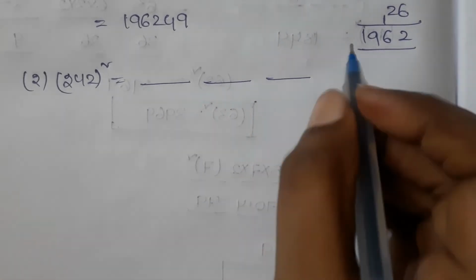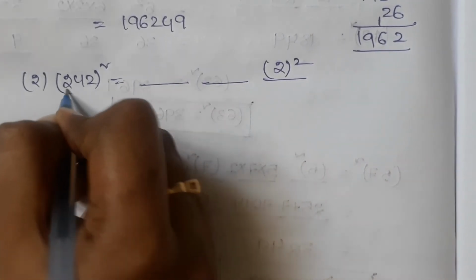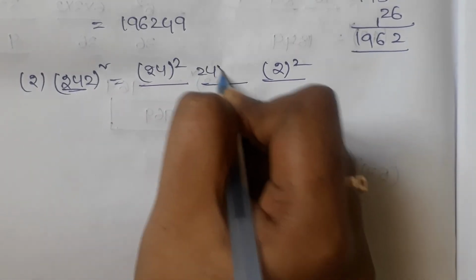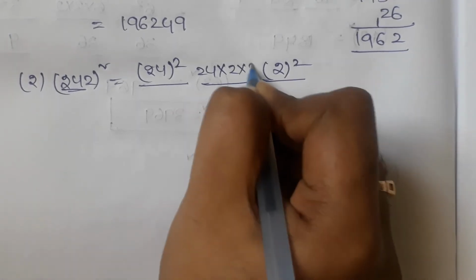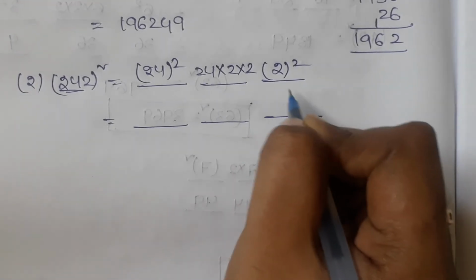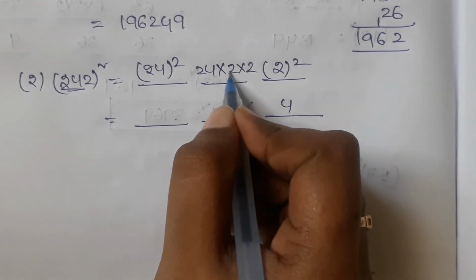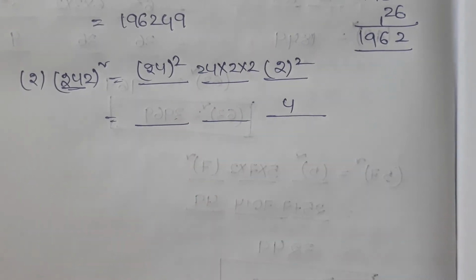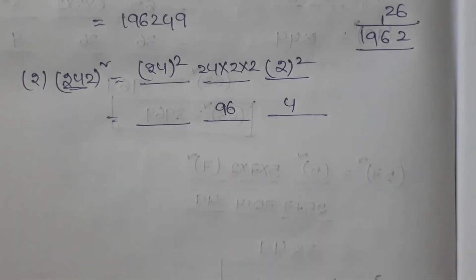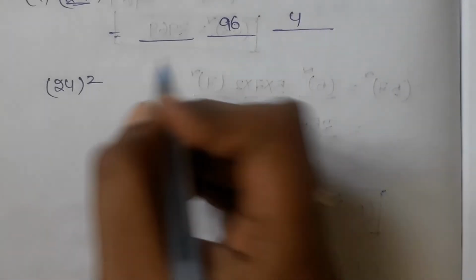That is, in the first one 2 square, and in the second this 24 whole square, and in the middle 24 into 2 into 2. That is, 2 square is 4, and 24 into 2 into 2, that is 96. And now let us find the 24 whole square.